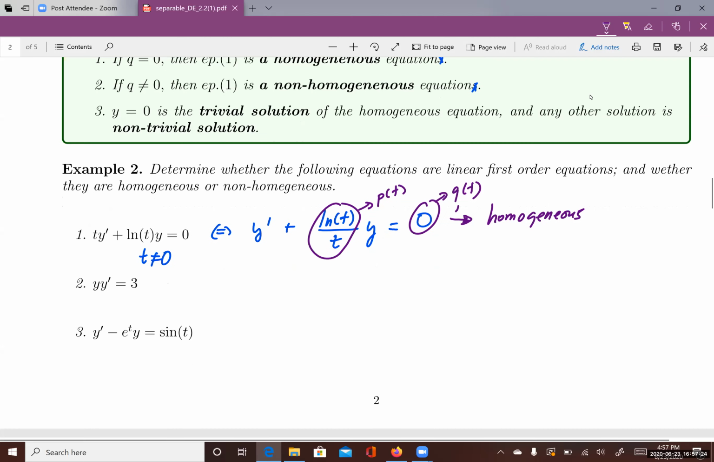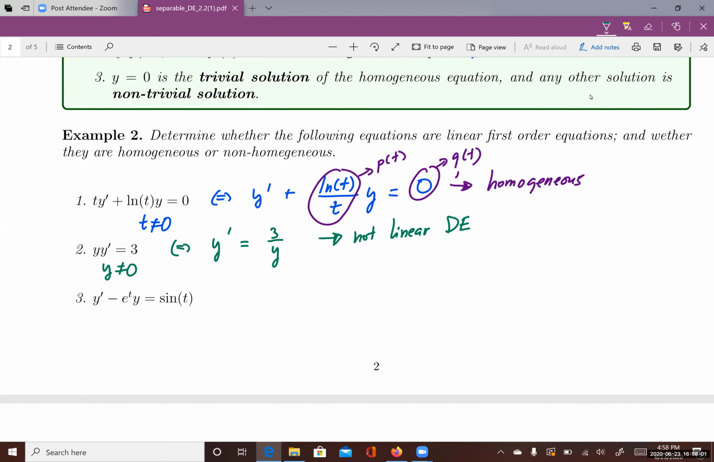All right, now go to the next equation. y times y prime equals 3. If you want to have y prime by itself, you divide both sides by y, where y is not 0. You can only do that when y is not 0. At this point, this is not a linear differential equation because you have 1 over y involved in this equation. So this is not linear. It's first order, but it's not a linear DE.